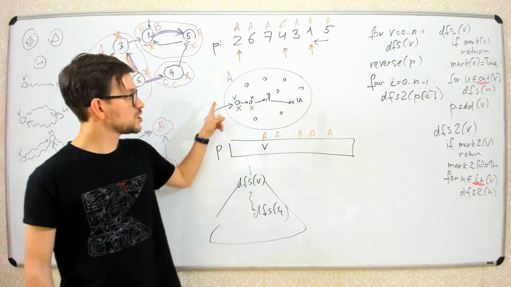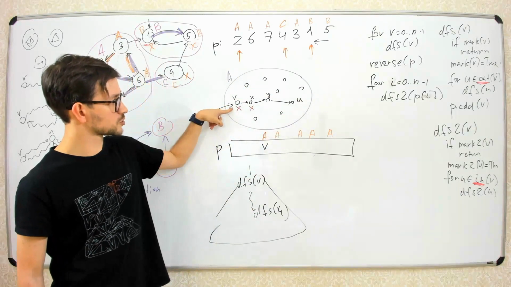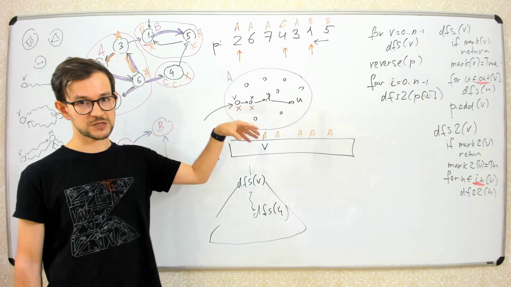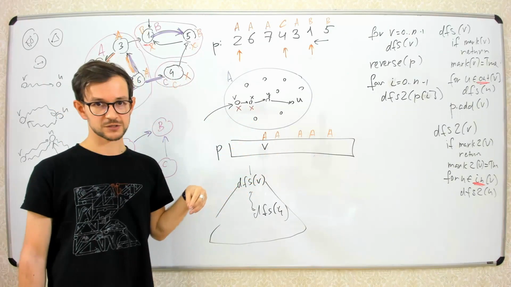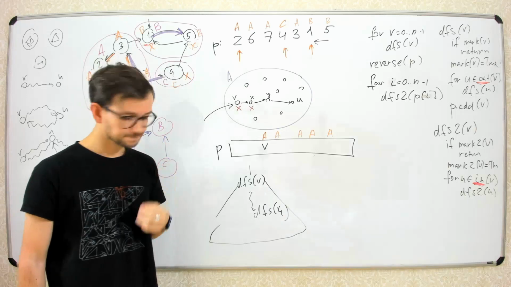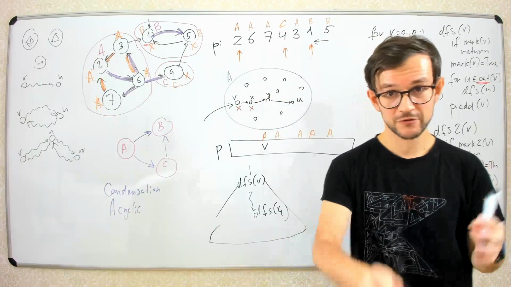That's the first important observation. For each strongly connected component, if we look at the first node we enter in this component, then in this array P, it will be the leftmost node of this component. Cool. That's the first important observation.